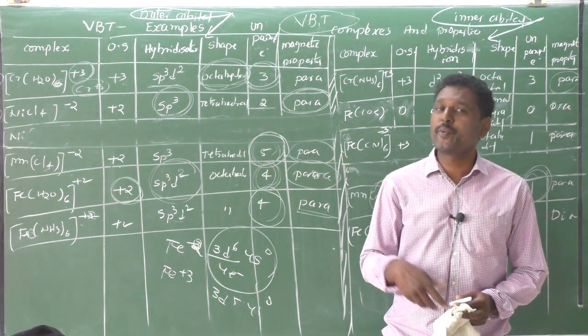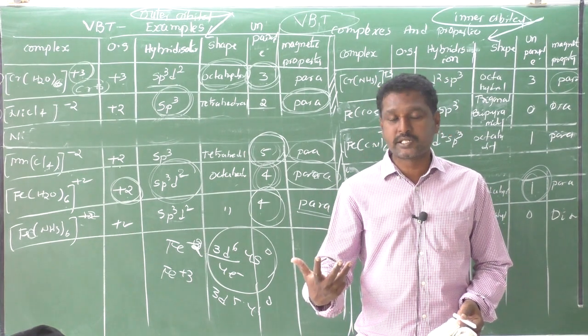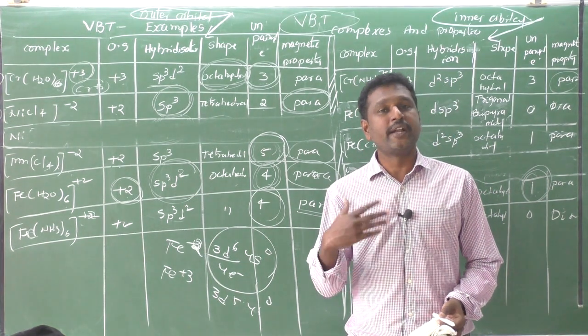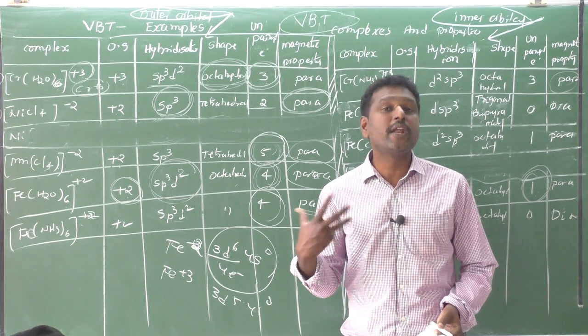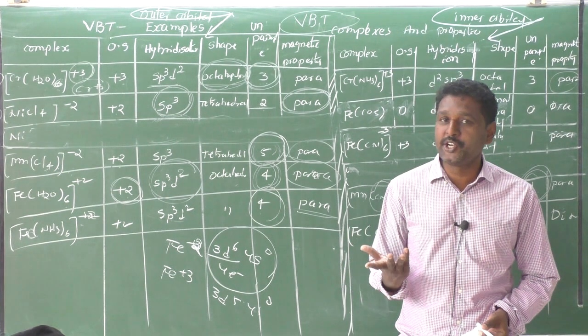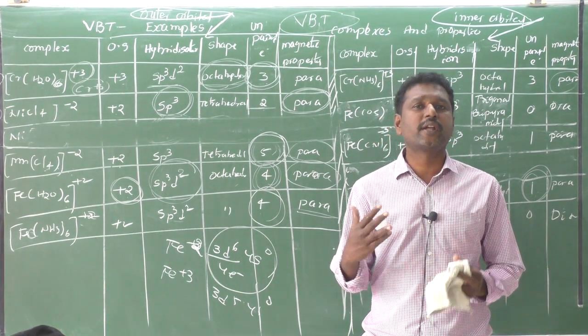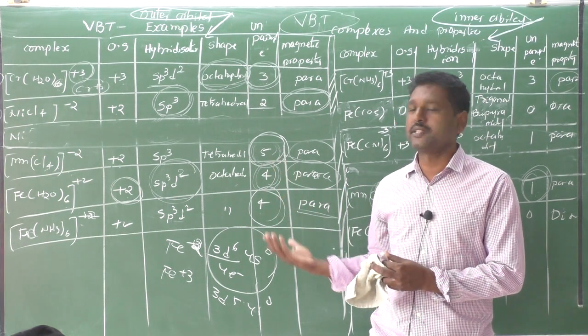Just check, so many examples are given. Which one is paramagnetic? Does it have unpaired electrons or not? High spin or low spin, diamagnetic or paramagnetic, how many unpaired electrons are there, what is the hybridization, how they are formed, sp3d2 or d2sp3. Like that you can do so many problems like this.